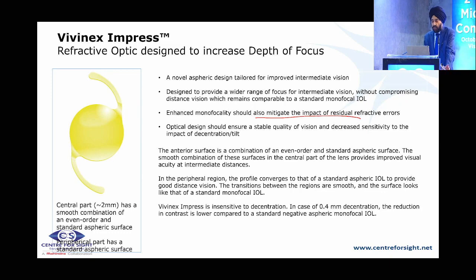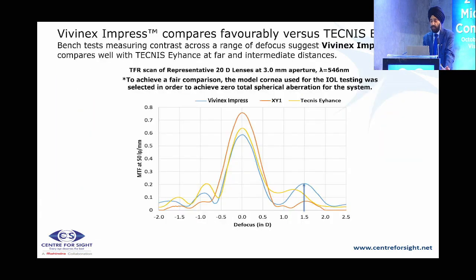So this is, I told you about the peripheral region. The profile converges to that of a standard aspheric, which is the negative aspheric that has to provide good distance visual acuity. And there is no split in the light as such. So therefore, in case of decentration also, the reduction in contrast is lower as compared to the standard negative aspheric monofocal lens which is there.